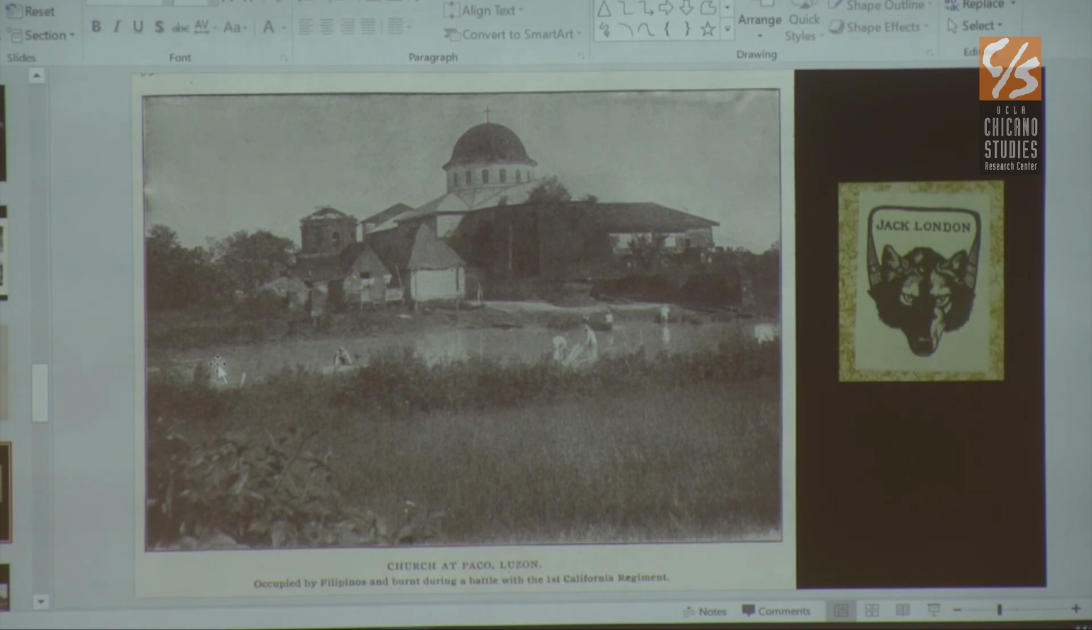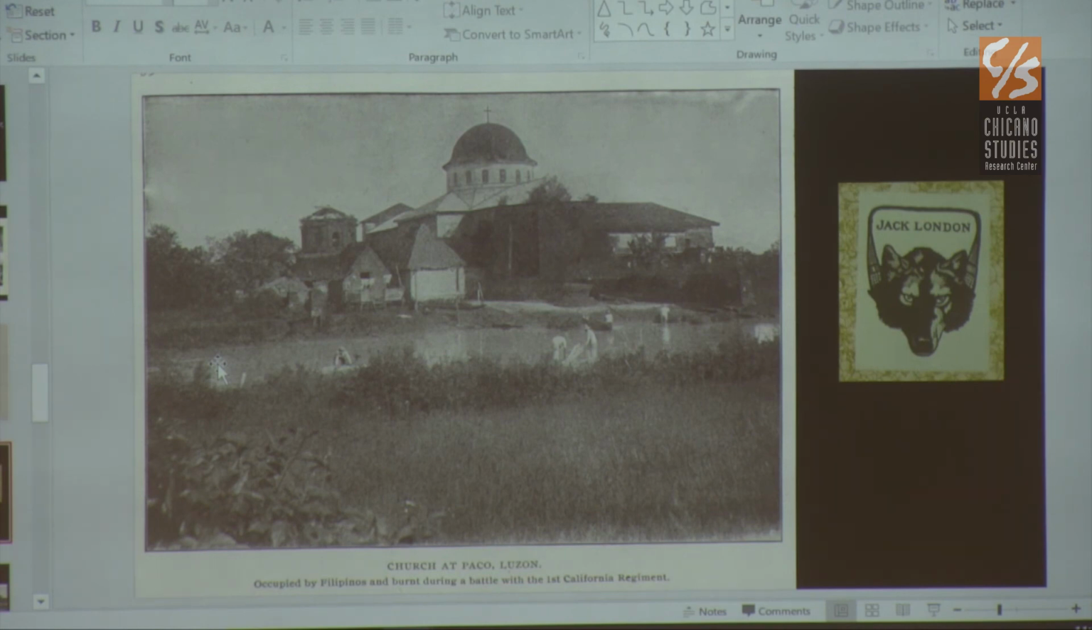And what's weird is that here it is published in a book with the telling, and I'd say slightly insane, title of Our Islands and Their People as Seen with Camera and Pencil. In this case, it's the personal copy of Jack London, which is in the Huntington Library, where you can see this structure fully formed. But then if you look at the caption, it says, occupied by Filipinos and burnt during a battle with the 1st California Regiment. So this is published while the Philippine-American War is still going on.